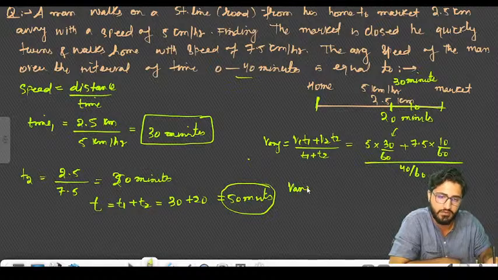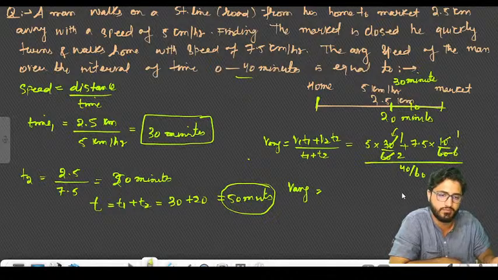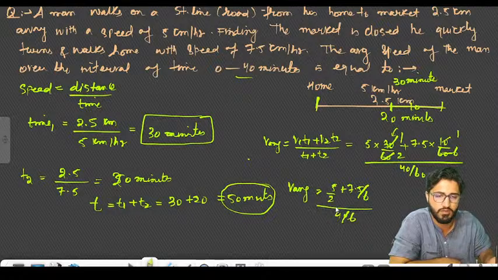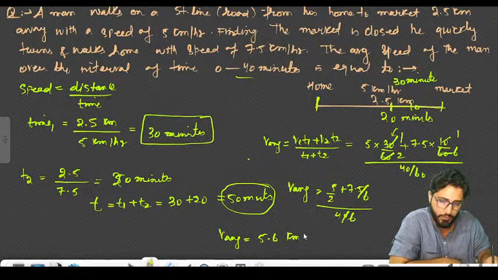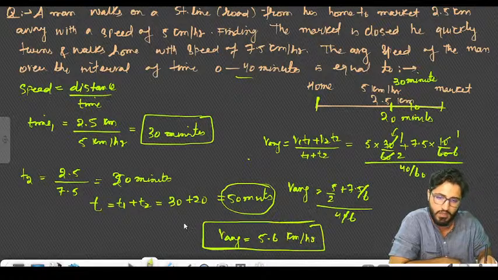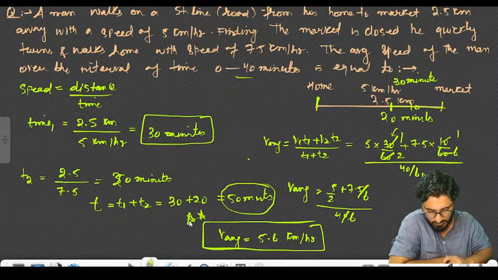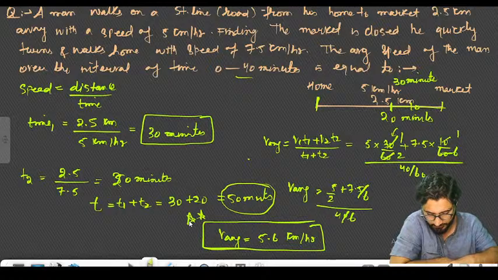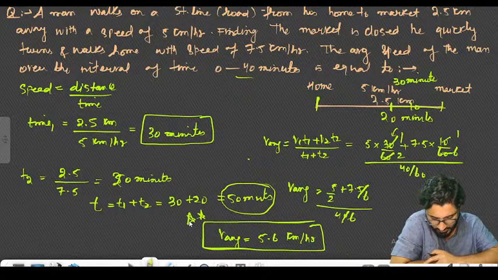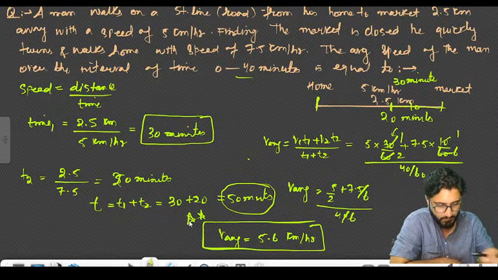So what is V average now? It is 5 by 2 plus 7.5 divided by 6, whole divided by 4 by 6. So when you do all this calculation, you will find 5.6 kilometer per hour as the answer. A good numerical. This was a good numerical. You cannot write now. Done now?